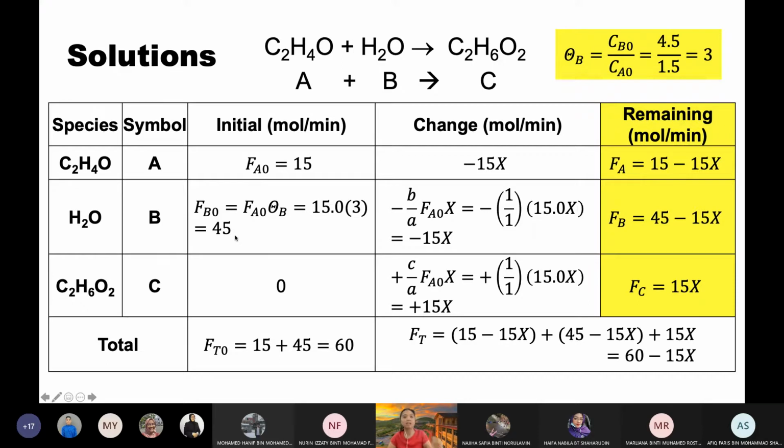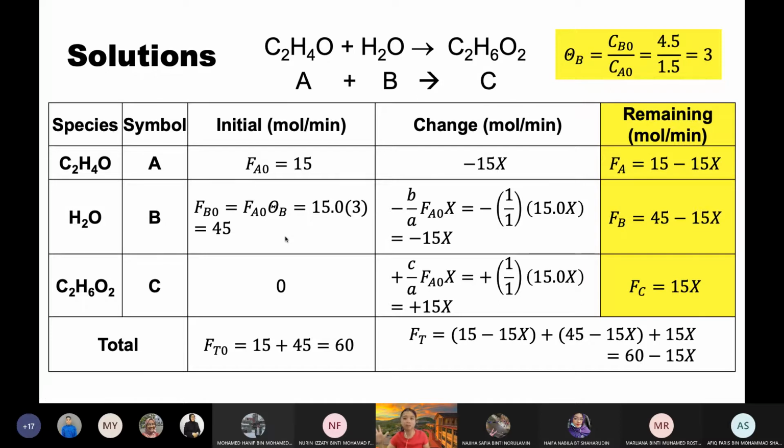and B naught equals theta B and A naught. So for a flow reactor, FB naught is the same, theta B FA naught. Same as FA naught, theta B, the concept is the same. It is still theta B multiplied with FA naught.